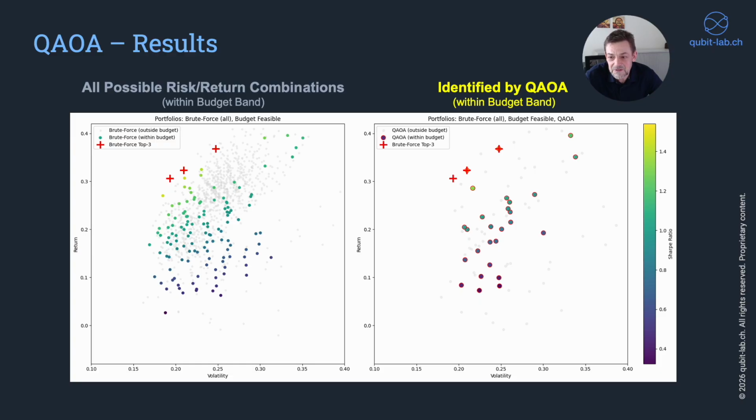Here we see the results of our experiment. On the left side, all possible portfolios colored according to their Sharpe ratio. Gray dots here are out of budget, out of the boundaries for our budget. And on the right side, these are the portfolios which have been selected by the algorithm. You see, it's not only good selections, but we have 2 of the 3 top portfolios in our selection in this run.